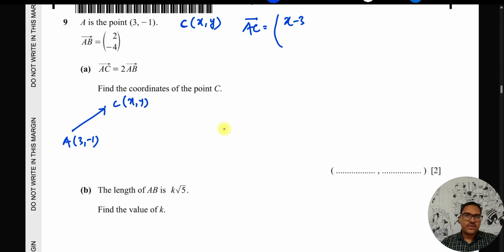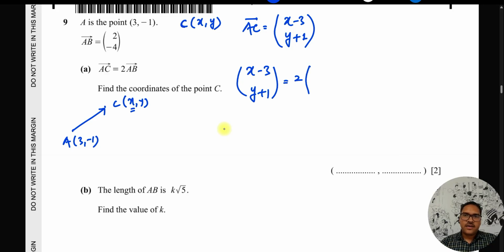Just subtract the coordinates. x minus 3 and y minus minus 1, this will become y plus 1. So this is our AC vector. And what is AB vector? This is given to you. This is 2 minus 4. If I put this, this is x minus 3, y plus 1. This is AC vector. This is 2 times of AB vector.